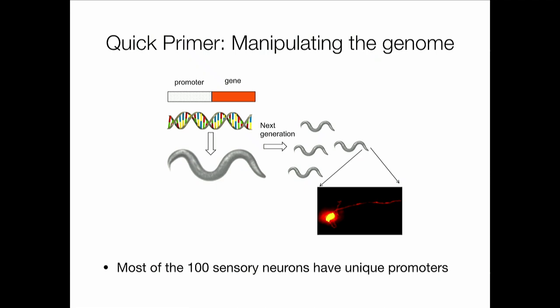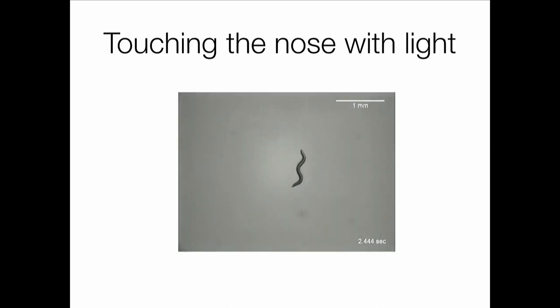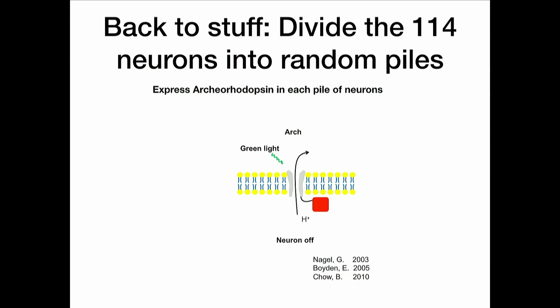So if I put these light activator channels into the neuron of the animal that senses touch on the nose, once I have this animal, I can shine blue light. It'll feel like it's touched on the nose and run back. Right? So I can control simple things already. So, back to coins.